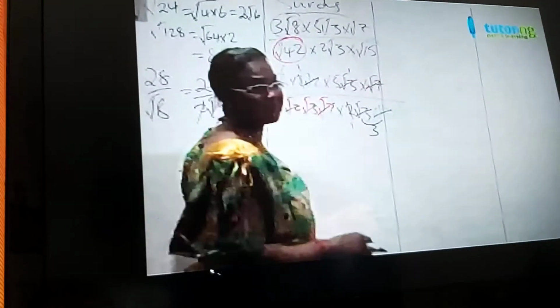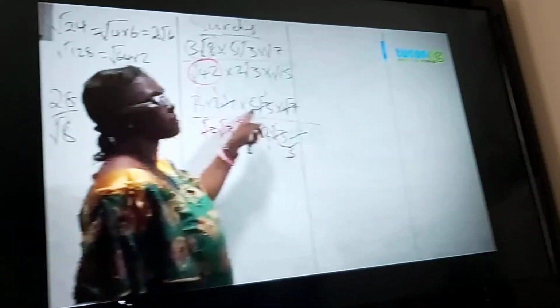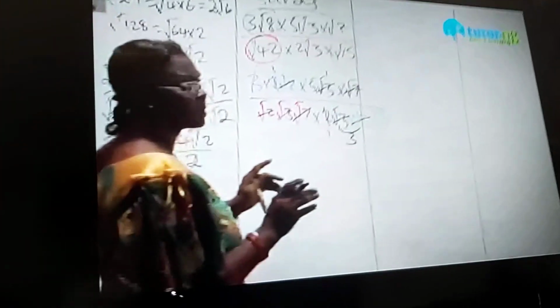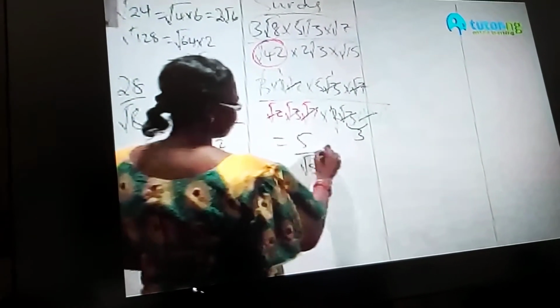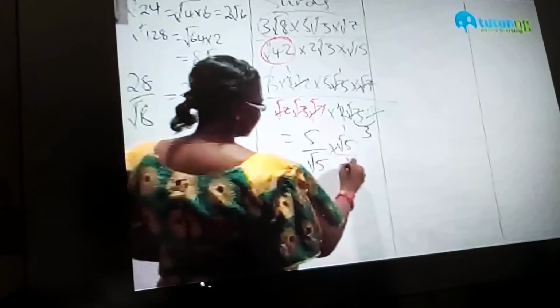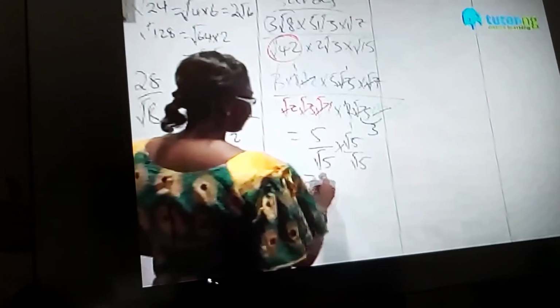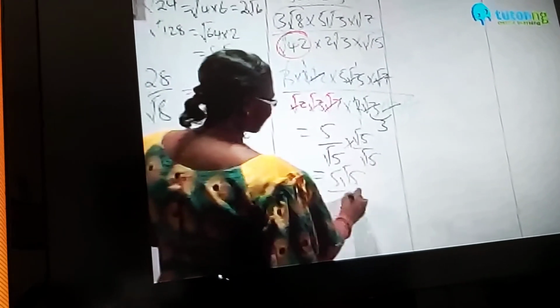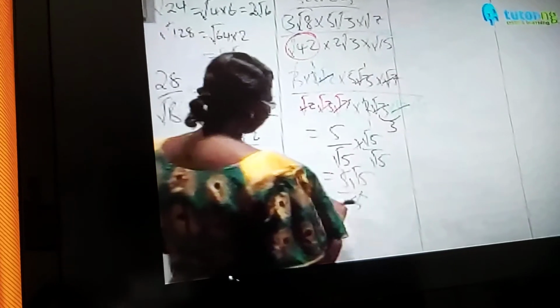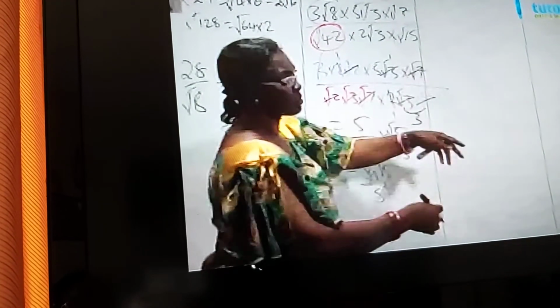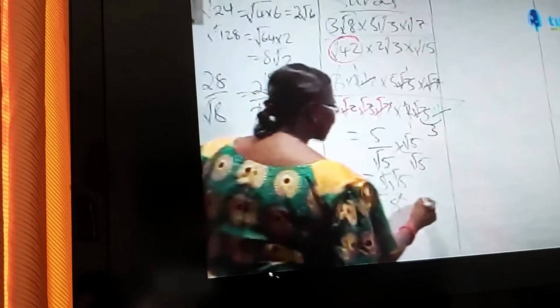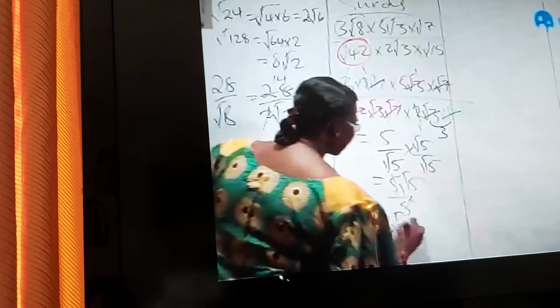At this point, I'm tempted to say 5 over root 5 will give me root 5, but some of you may not get that. So I'll take time and rationalize. So I get 5 over root 5, and now multiply by root 5 over root 5. So I get 5 root 5 over 5, so that 5 cancels 5. It's a silly way of doing it. I would have said 5 is root 5 times root 5, cancel one of the root 5. So the answer is equal to root 5. Work with prime factors.